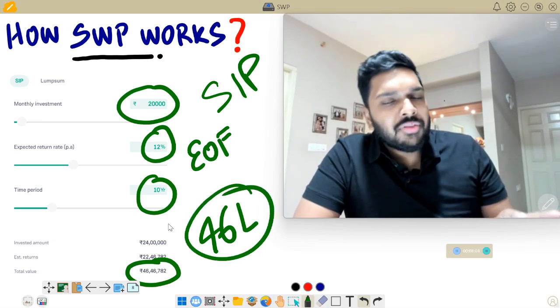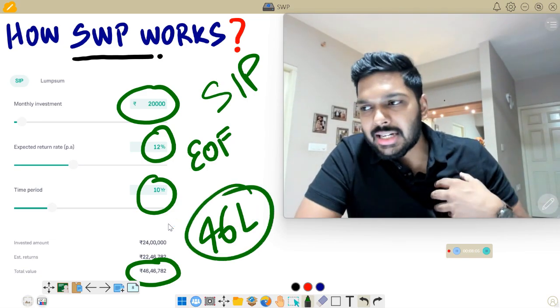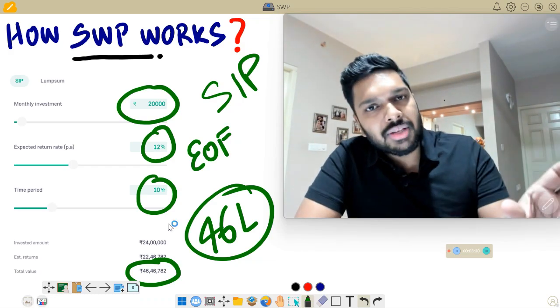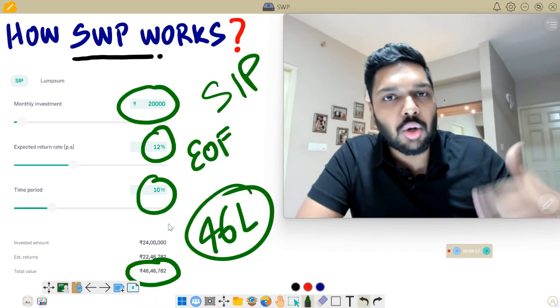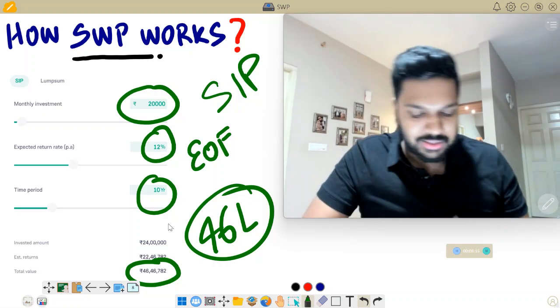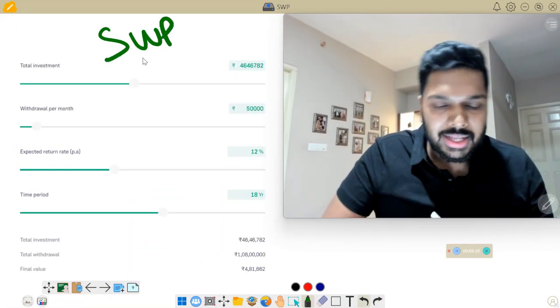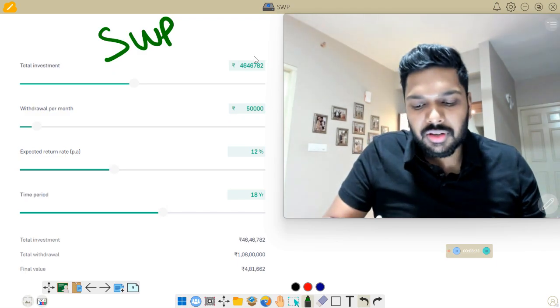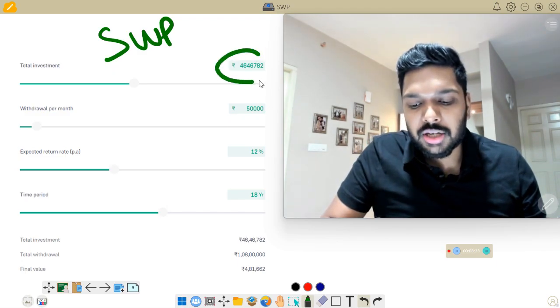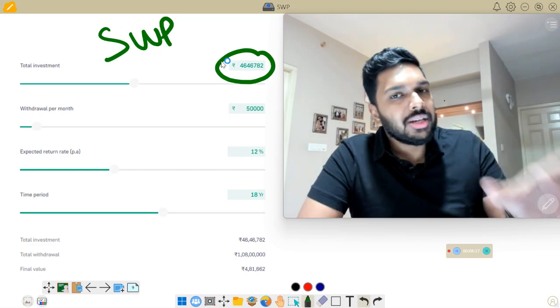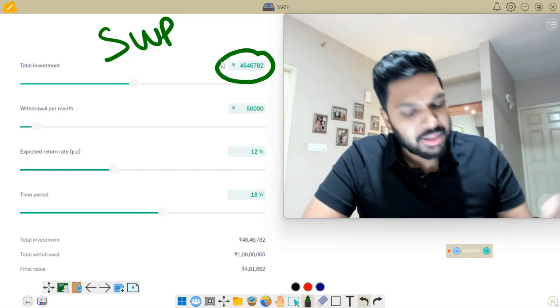Now, once you have this corpus, you are saying that, okay, I've spent enough time investing in my early age. Now let me use this corpus, and through SWP, let me start withdrawing for my monthly personal needs. So now we look into the SWP calculator. In this particular calculator, you have the starting point, which is 46.46 lakhs, which is the value of the corpus that you built through rigorous investments every month.